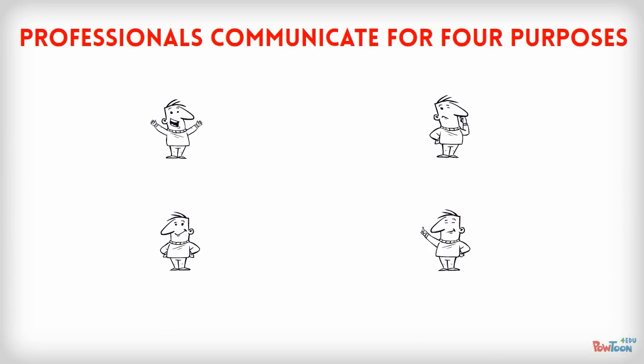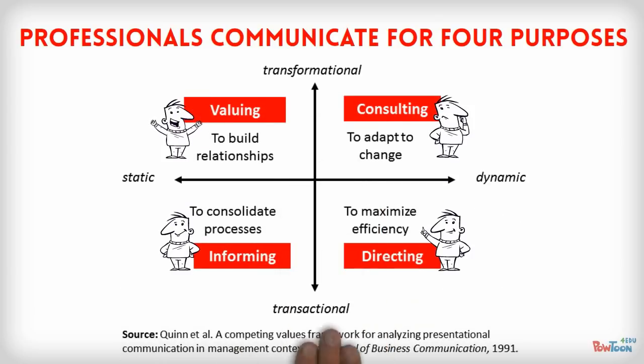So the competing values model helps us think about purposes for workplace messages by categorizing them into four classes: informing, directing, consulting, and valuing. It reminds us that successful professionals communicate for all of those purposes.